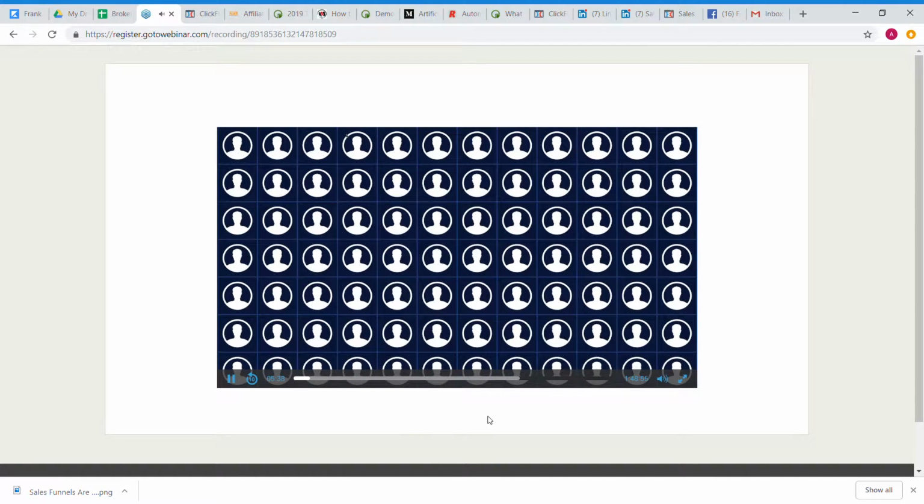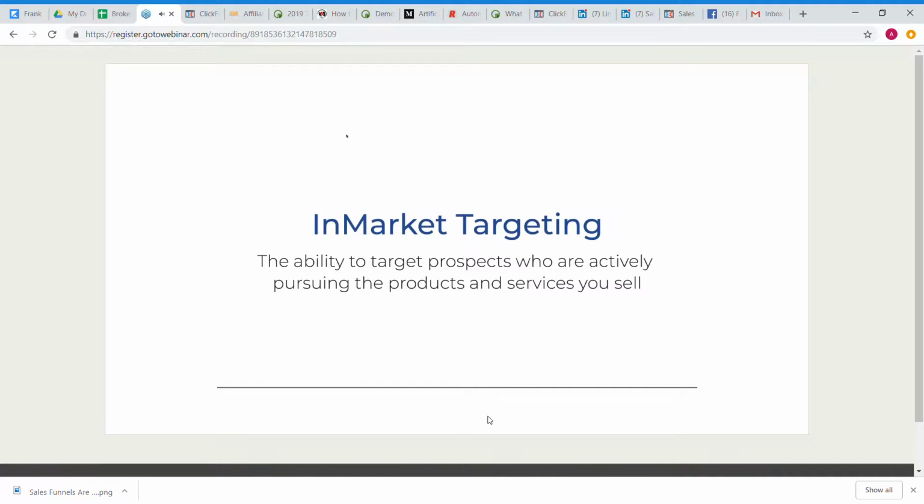So Tom, how do you do it? Well, what we do is we use in-market targeting. Okay, so let me show you how in-market targeting works. Again, in-market targeting are prospects who are actively pursuing, meaning they're researching that problem. So if you can target them early, you can educate them about their problem and you'll build relevant trust, which again is the core of a relationship is trust.